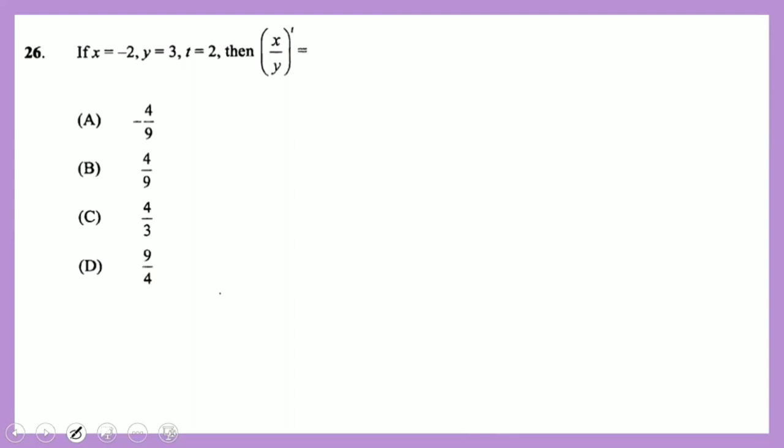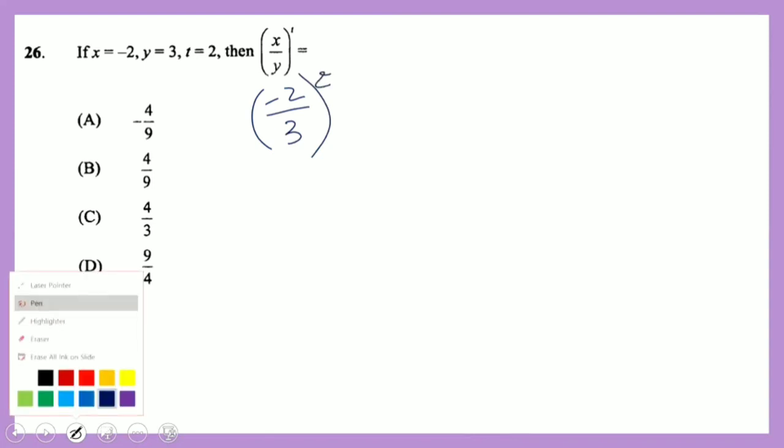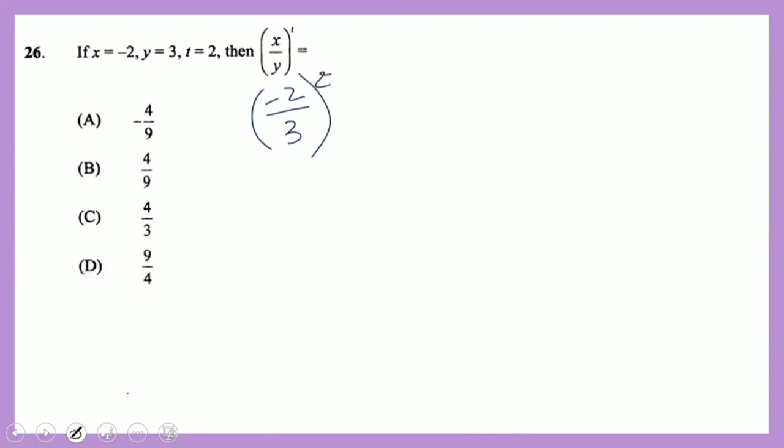Number 26, if X is equal to -2, Y is 3, T is 2, then what is X over Y raised to the power of T? So you're going to substitute wherever X is, we put -2 over Y, which is 3, raised to the power of T, which is 2. Be careful not to multiply these numbers by 2. If we're squaring -2, we get 4. If we're squaring 3, we get 9. That's 4 over 9, which will give us that.